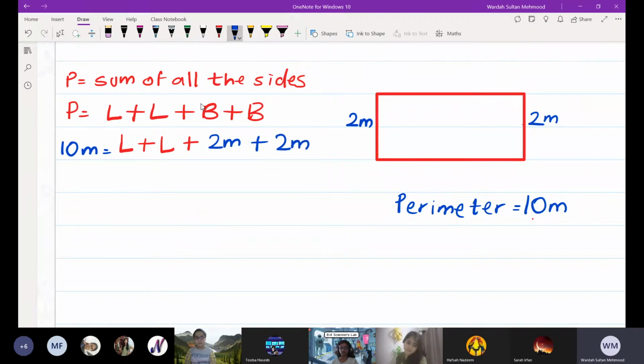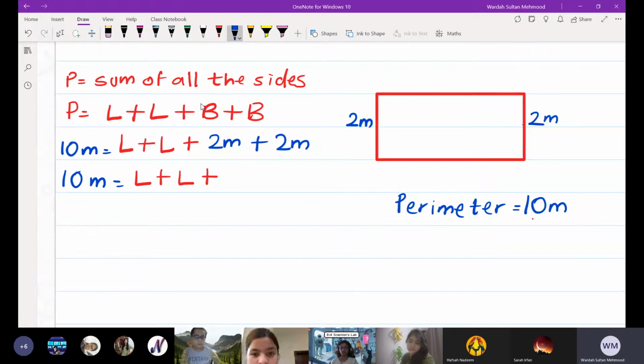All right. Once we're done up to here, the next step is I'm just going to add these two, 2 plus 2. Length plus length would remain the same because I don't know what that is. I'll have to figure that out later. Then I add them and I'll get 4 meters. Till here, it's easy. Now, the next two steps, remember, are going to be the same for each question of the rectangle where the perimeter is given.